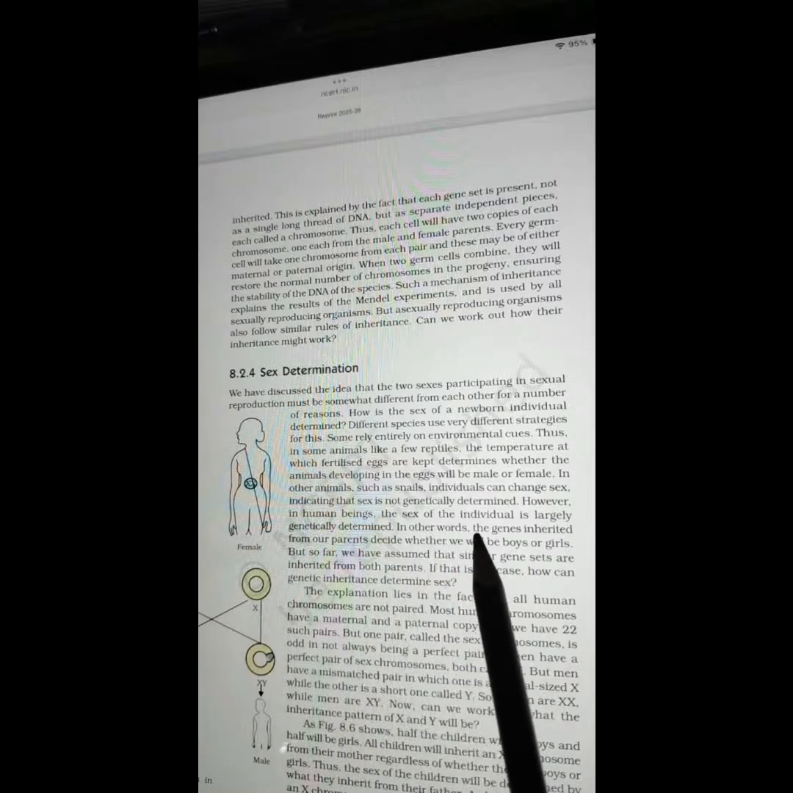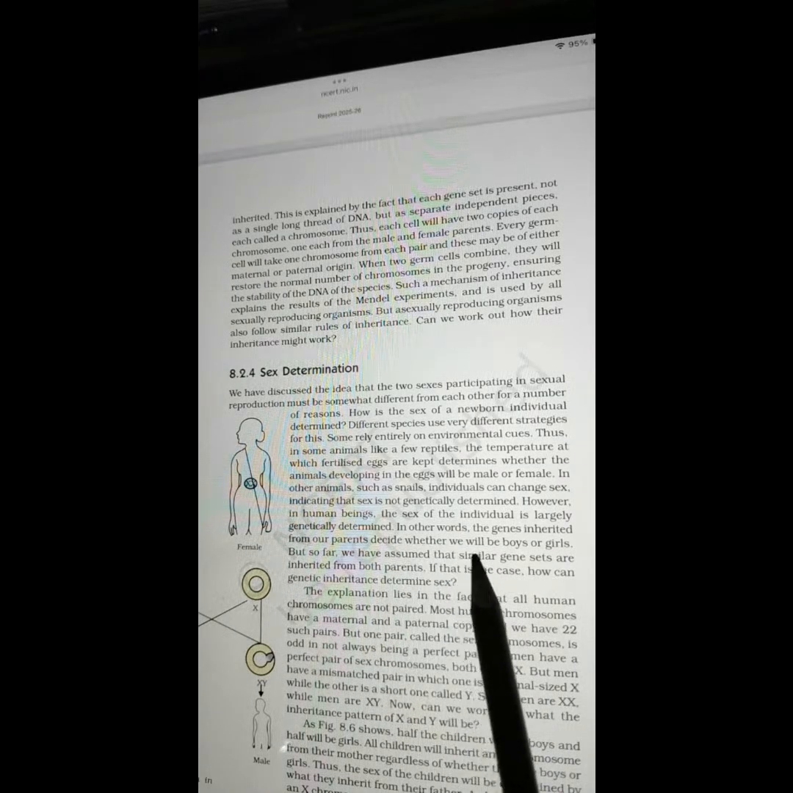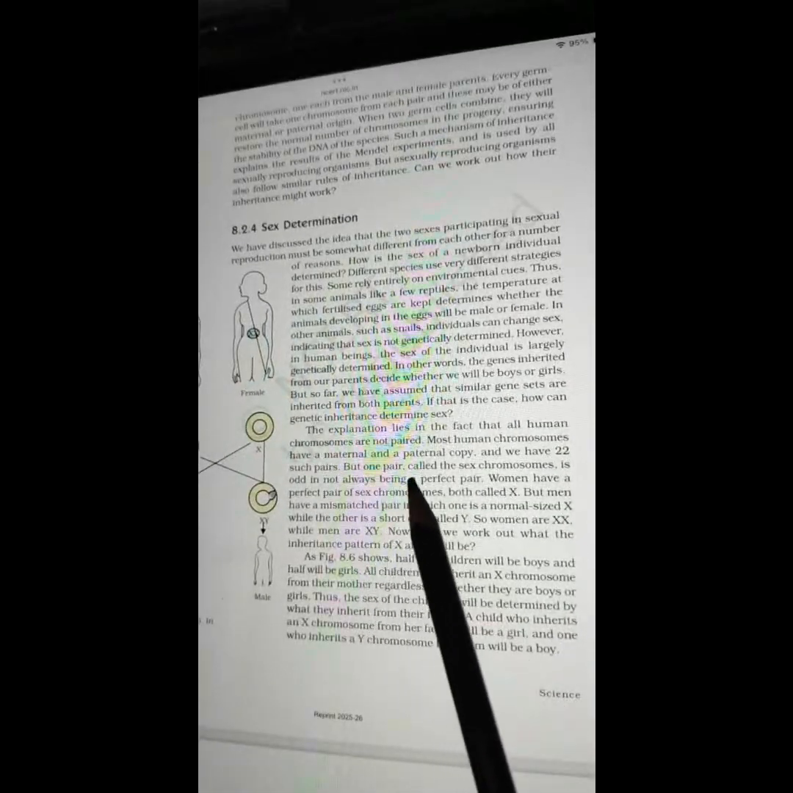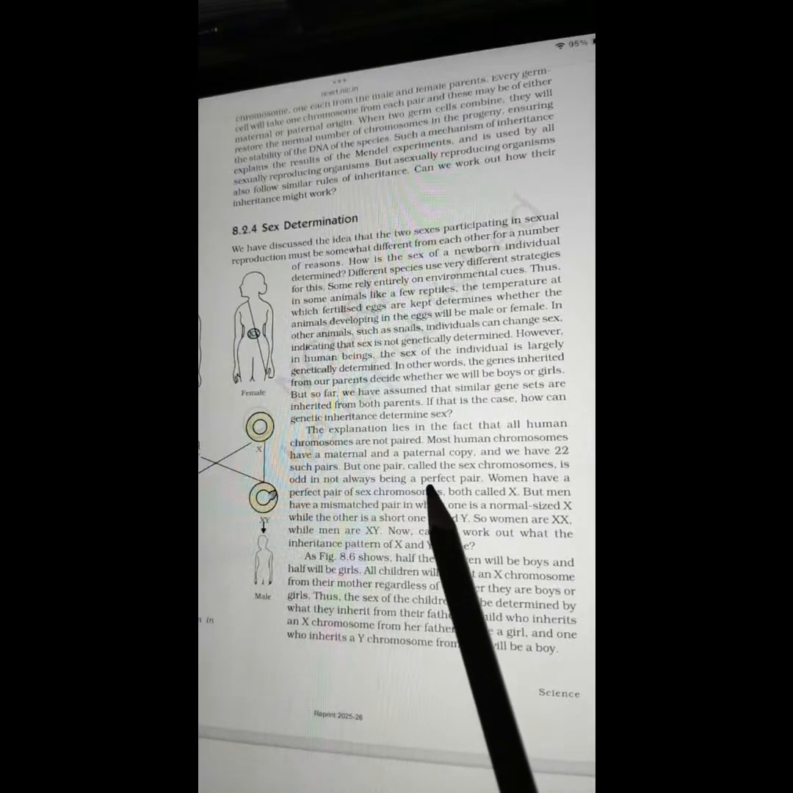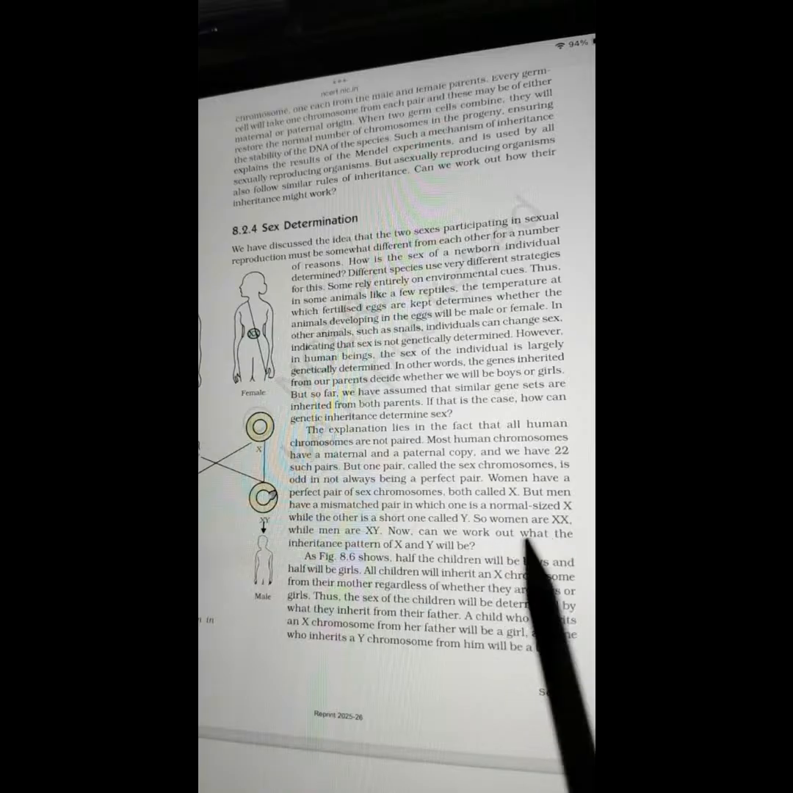However, in human beings, the sex of the individual is largely genetically determined. In other words, the genes inherited from our parents decide whether we will be boys or girls. But so far, we have assumed that similar gene sets are inherited from both parents. If that is the case, how can genetic inheritance determine the sex? The explanation lies in the fact that not all human chromosomes are paired. Most human chromosomes have a maternal and a paternal copy, and we have 22 such pairs. But one pair, called the sex chromosomes, is odd in not always being a perfect pair. Women have a perfect pair of sex chromosomes, both called X, but men have a mismatched pair in which one is a normal-sized X while the other is a short one called Y. So, women are XX while men are XY.